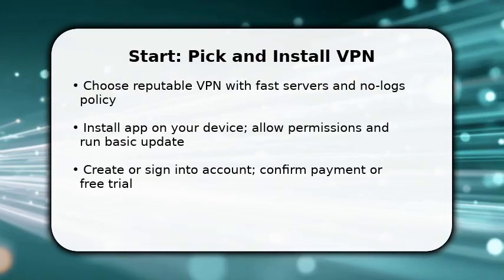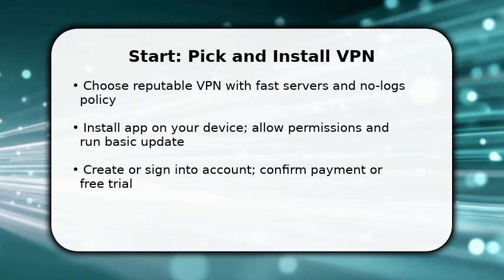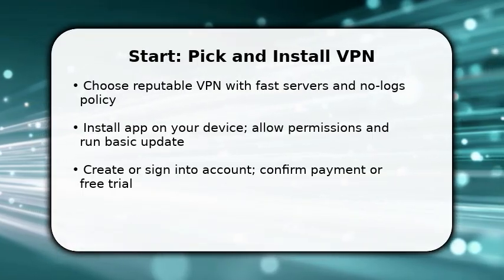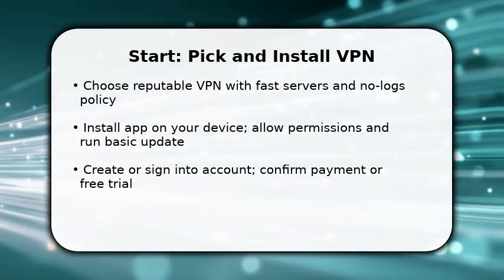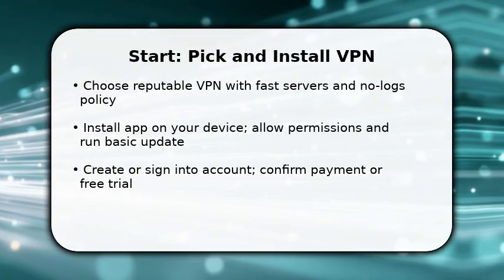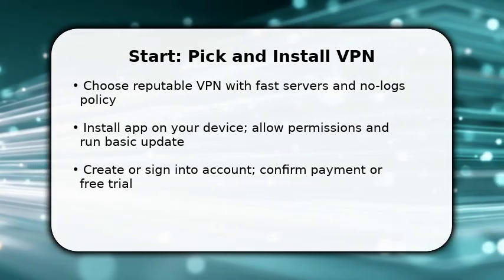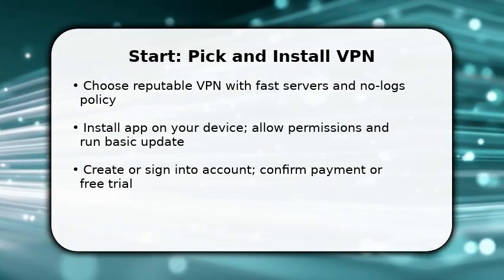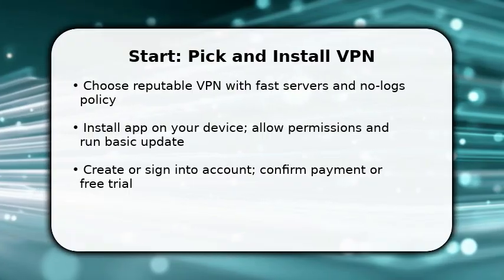You begin by selecting a well-reviewed VPN. Pick one with fast servers and a strict no-logs policy so your Omegle sessions stay private. Once chosen, install the app on your phone or computer and accept required permissions. This ensures the VPN can manage network traffic.